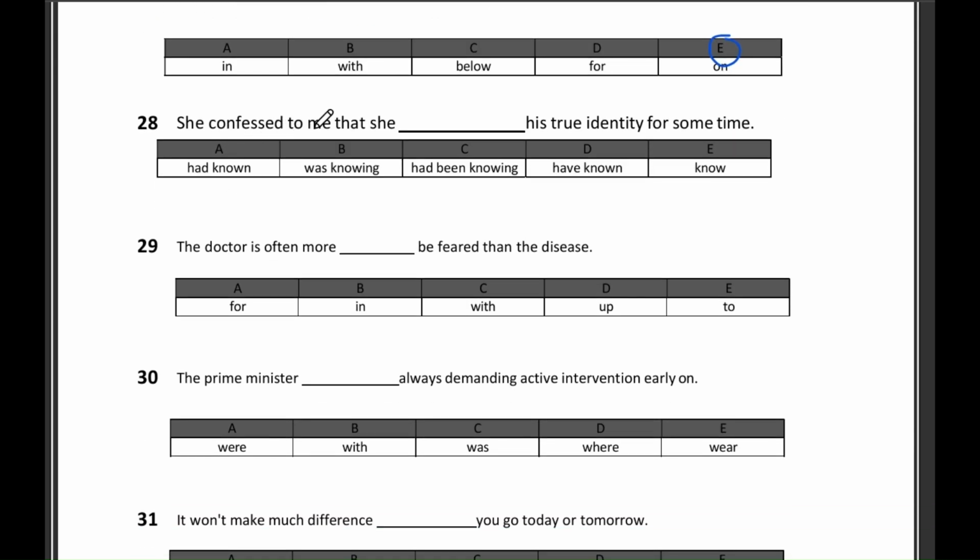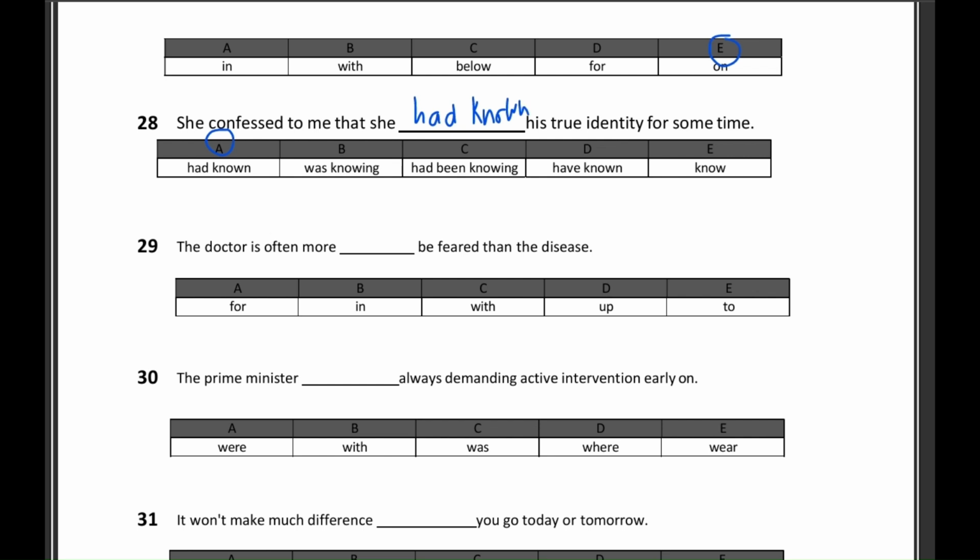The sentence is, she confessed to me that she, blank, his true identity for some time. The options are had known, was knowing, had been knowing, have known, and know. The correct answer is option A, had known. We use had known because the knowing happened before the confession, so we need past perfect tense.